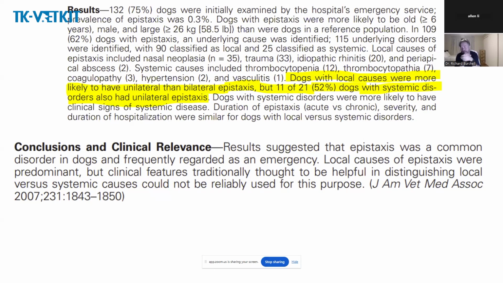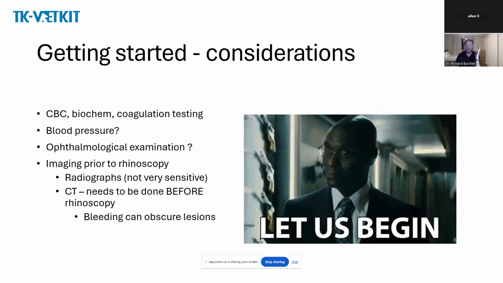So once again, even though you might have had it drummed into you as a student, and if you were one of my students, I might have drummed it into you, differentiating between unilateral versus bilateral, these are guides, but unfortunately they are not reliable differentiators of local versus systemic disease. Okay, so that's some of the background to what we might want rhinoscopy for.